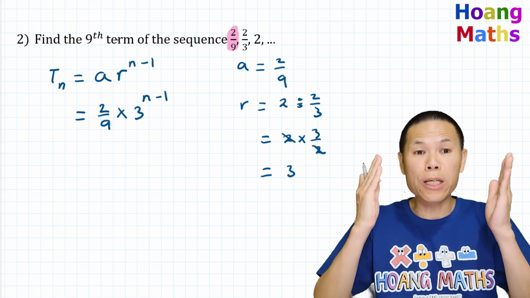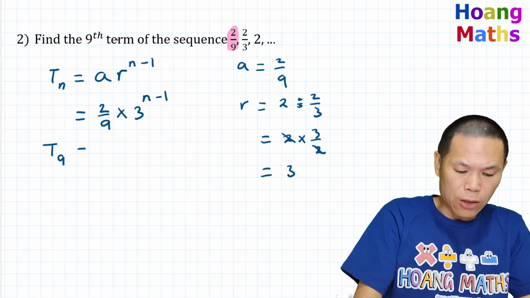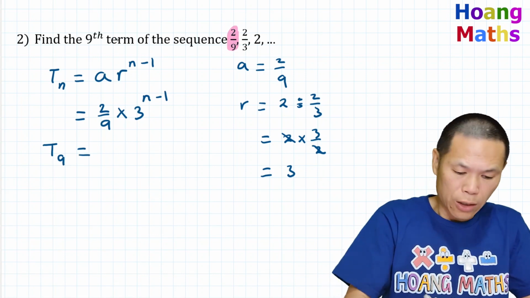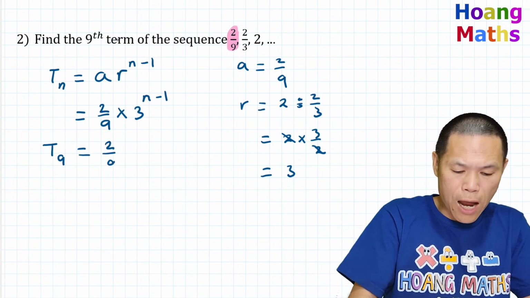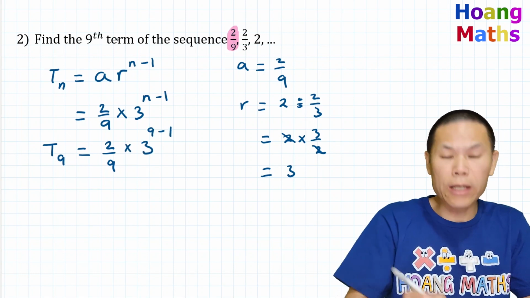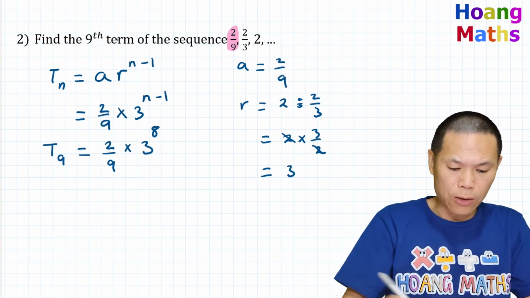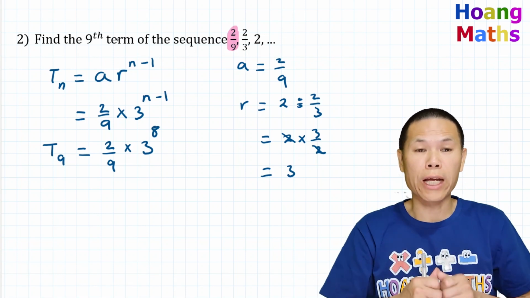Now we need to find the ninth term. So we just find T9. So n is equal to 9. So that equals 2 over 9 times 3 to the power of 9 minus 1, which is 8. So I can just quickly write 8, okay? So there you go.